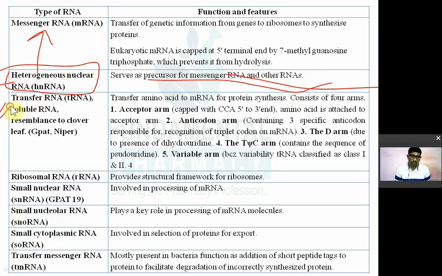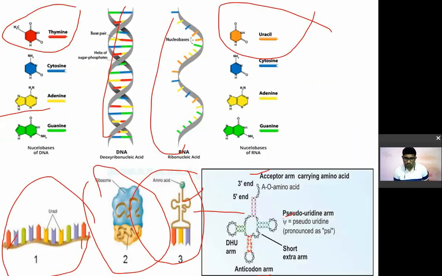Now next is transfer RNA. So transfer RNA is nothing but tRNA. It is also known as soluble RNA, and the structure of this will resemble a clover leaf. So structure पहले देखा है. clover leaf जैसा ये देखिए. For example, you can see over here. So this one is a tRNA. This one is known as an acceptor arm. Then it is known as the anticodon arm.